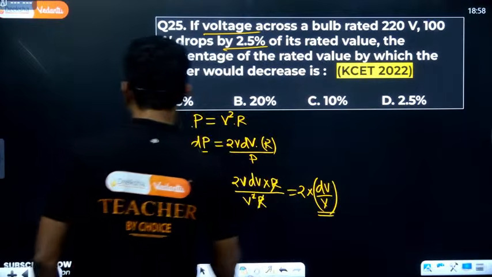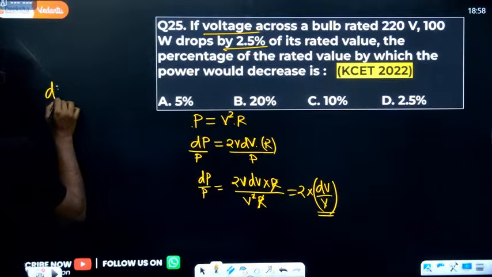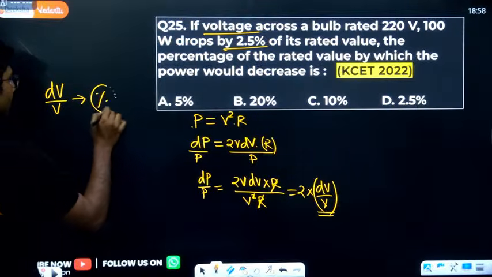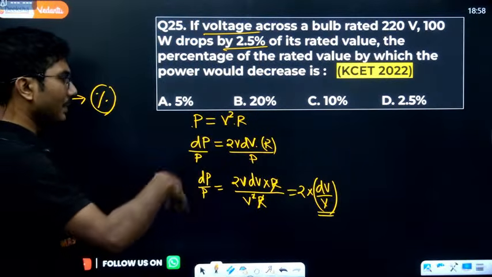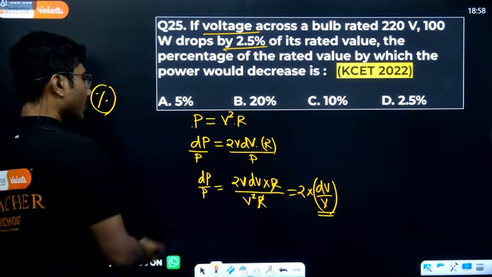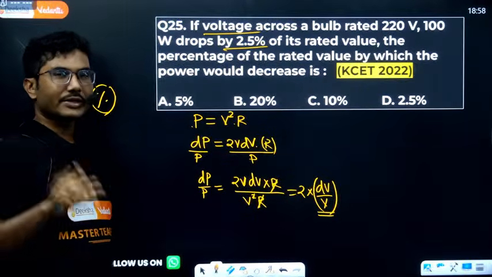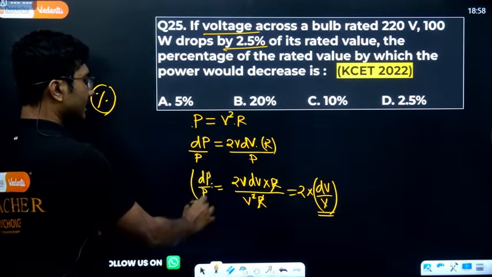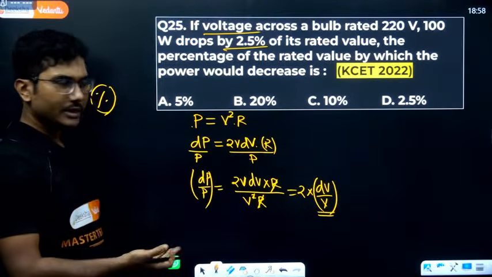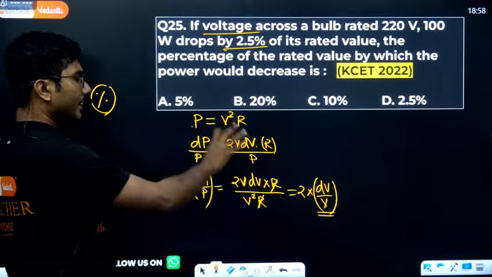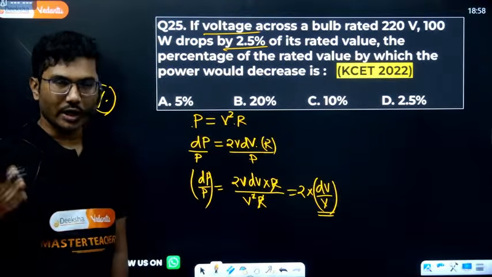Now dv upon v represents percentage change or normal change. If you multiply it with 100, you will get the percentage change. And if you don't, it is a small fractional change, also represented by this. Because we are finding the percentage change on both sides, it does not matter whether you are doing percentage change or not. But this represents the change in one quantity.